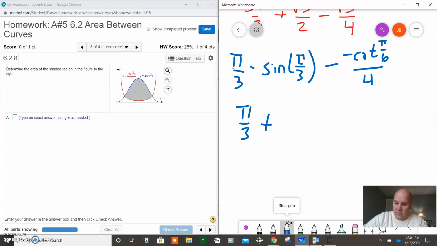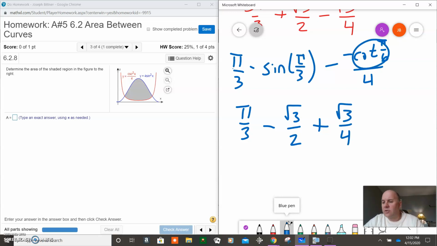Now, whenever I work this out, it's going to be pi over 3. That one's going to be negative square root of 3 over 2. And then this will actually become a plus square root of 3 over 4. When you do this cotangent, it's in the first quadrant, so you'll just get square root of 3. That negative will actually make it into a plus.